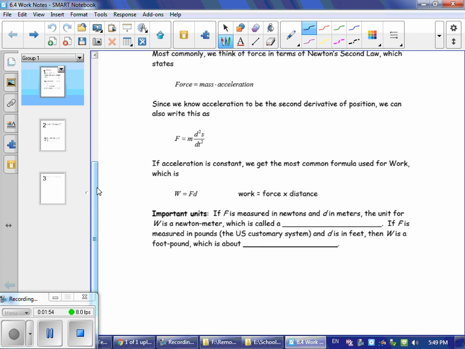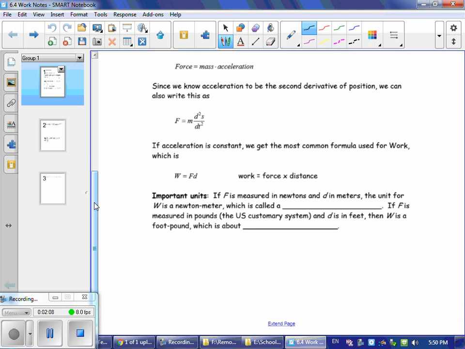Important units here. If F is measured in newtons and distance is measured in meters, the unit, if you multiply newtons times meters, is what's called a newton meter, more commonly known as a joule. If F happens to be measured in pounds, which is the US customary system, and D is measured in feet, then W is what's called a foot-pound, and a foot-pound corresponds to approximately 1.36 joules. All right, that's important as far as knowing the conversions back and forth.